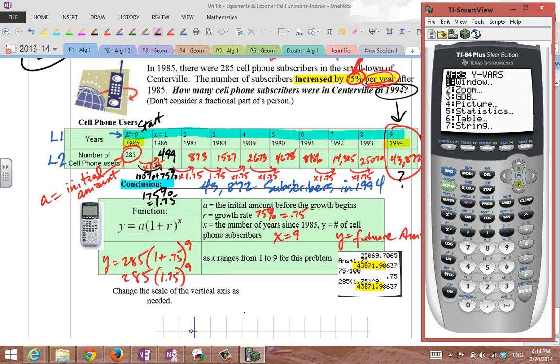Excuse me, vars, y vars. Sorry, it's been a while since I've done this. Number 1. There we go. Y1. So we got to separate everything with commas. All right, hit enter. And we get our exponential function here.